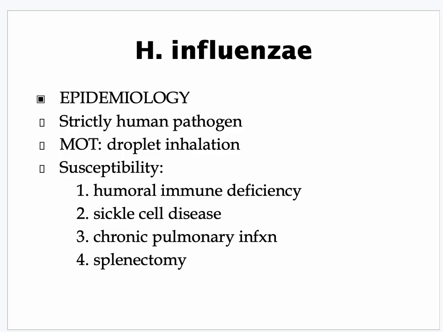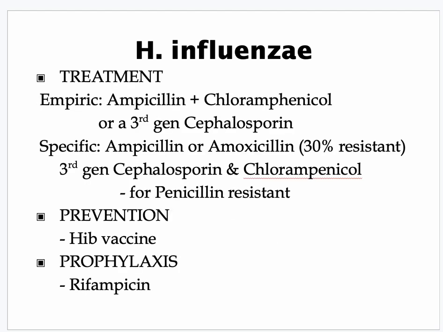Okay, so this is a strictly human pathogen. Mode of transmission is droplet inhalation. Susceptibility: humoral immune deficiency, sickle cell disease, chronic pulmonary infection, and splenectomy, because they can no longer fight it off. That's why in patients who have undergone splenectomy, Hib vaccine is very important. So, we treat this empirically with ampicillin plus chloramphenicol or a third-generation cephalosporin. Specific treatment would be ampicillin or amoxicillin, a third-generation cephalosporin, and chloramphenicol for penicillin-resistant cases.